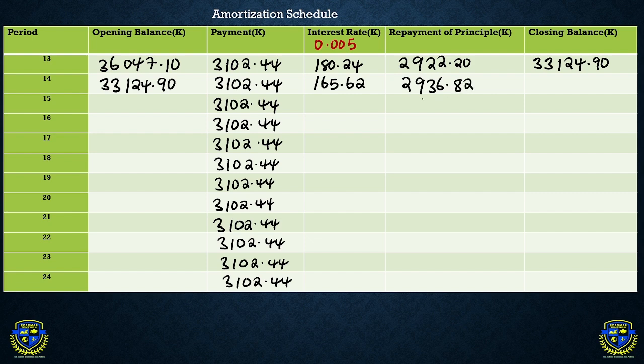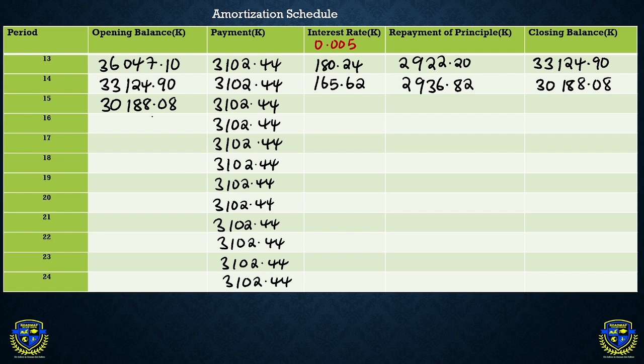2,936.82. So subtracting the 2,936.82 from 33,124.90, it's going to give us a closing balance of 30,188.08. Okay. So that becomes our opening balance, which is 30,188.08.